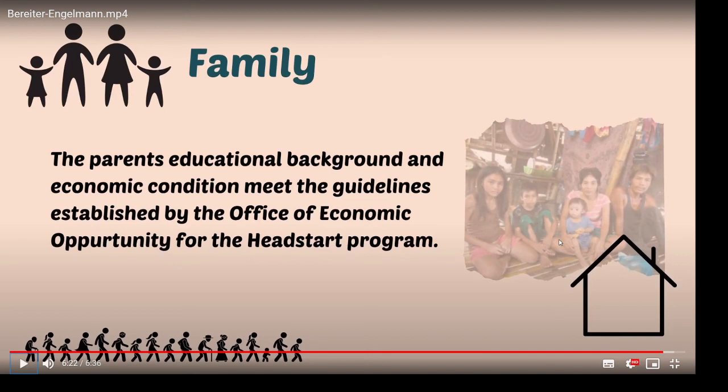Okay, now let's go on with the family. So the parents' educational background and economic condition meet the guidelines established by the Office of Economic Opportunity for the Head Start program. Now, they come from poor homes and of poorly educated parents, like the disadvantaged children. And they have a language and experiential background that is highly disparate from that of most children of the same age who are from more prosperous homes and whose parents have more education.